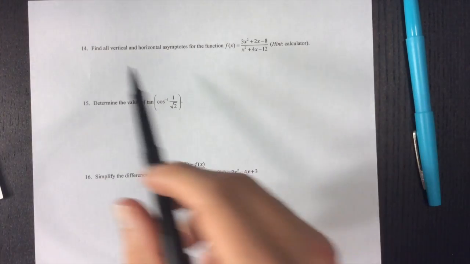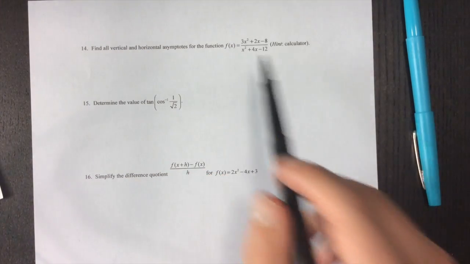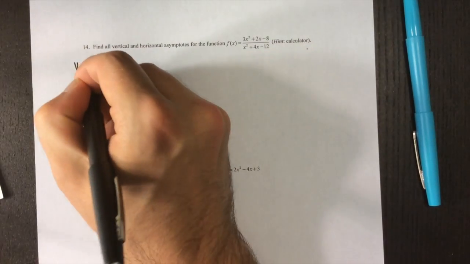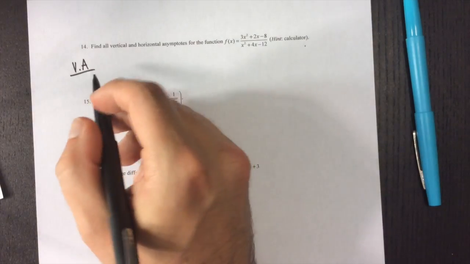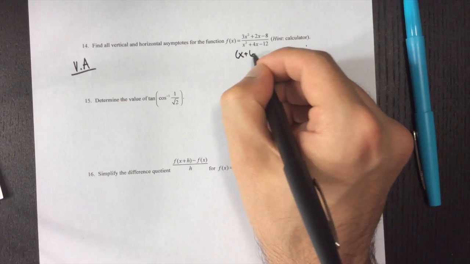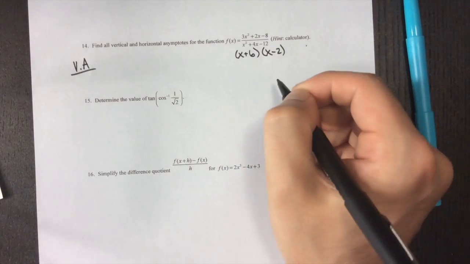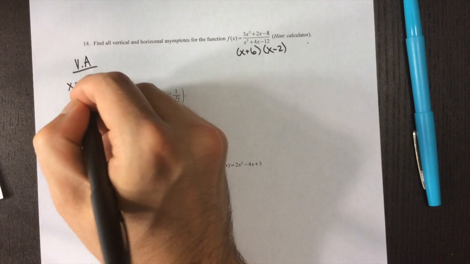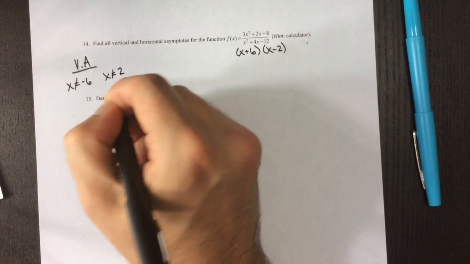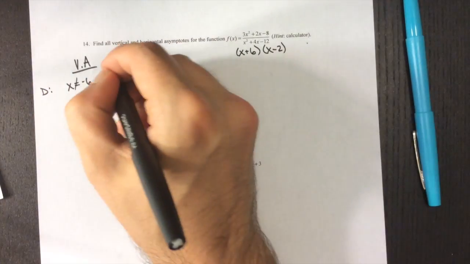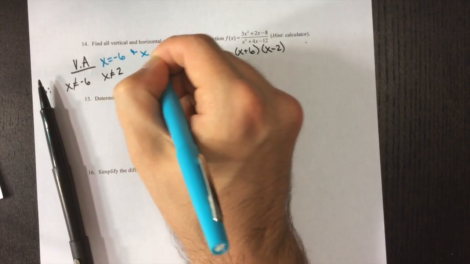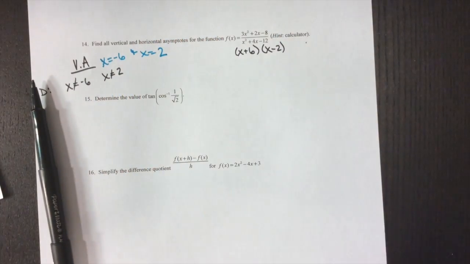Okay, for 14, find all the vertical and horizontal asymptotes of the function. So you could use a calculator, but I hope you guys know how to find vertical asymptotes and horizontal asymptotes. Vertical asymptotes, we don't want the denominator equal to 0, so I'm just going to quickly factor that. x plus 6, x minus 2. So x can't equal negative 6, and x can't equal 2. That's my domain. So my vertical asymptotes are going to be x equals negative 6 and x equals 2. Those are my vertical lines.